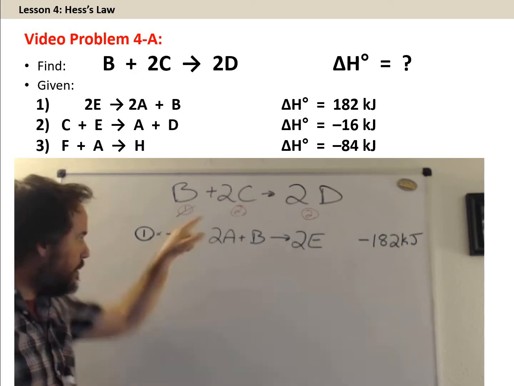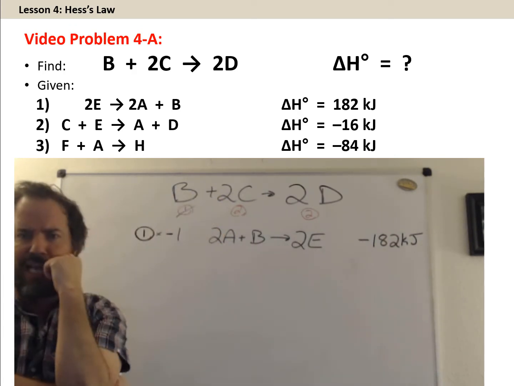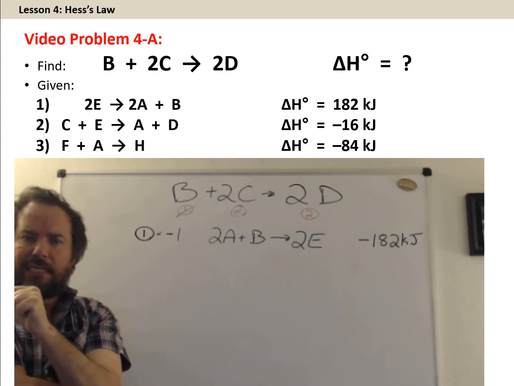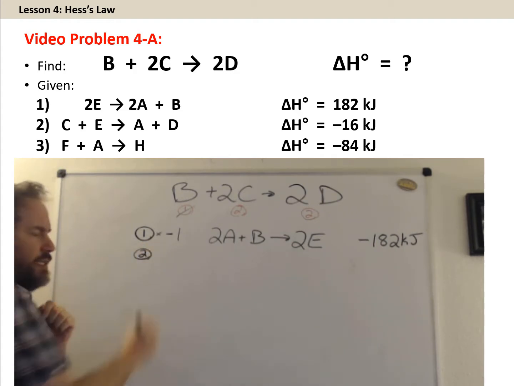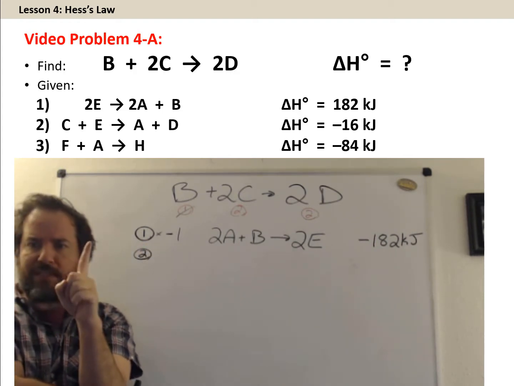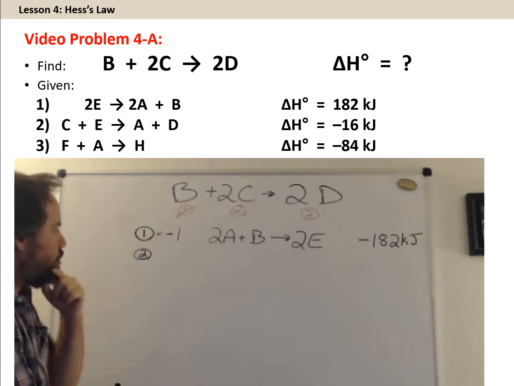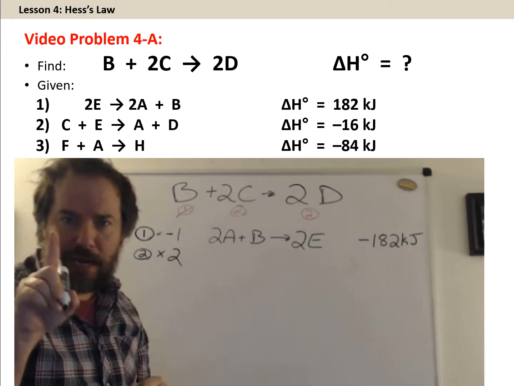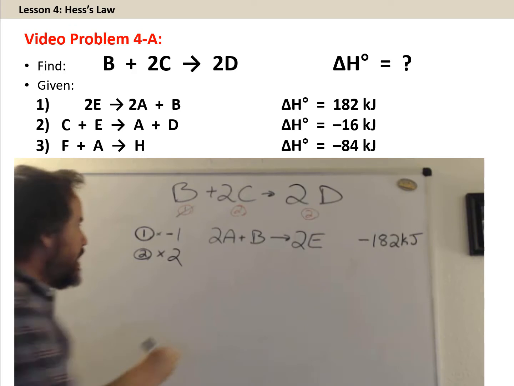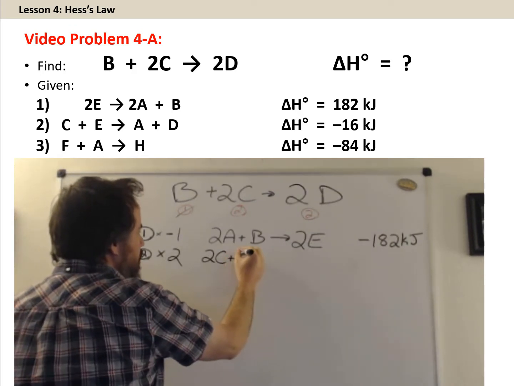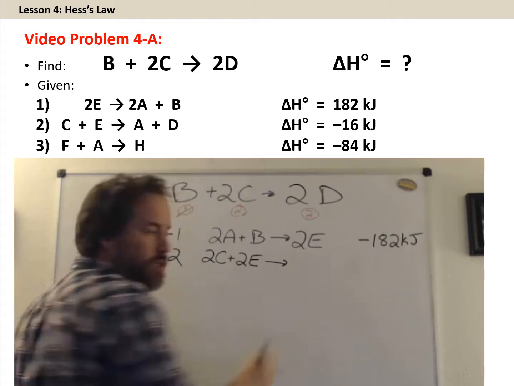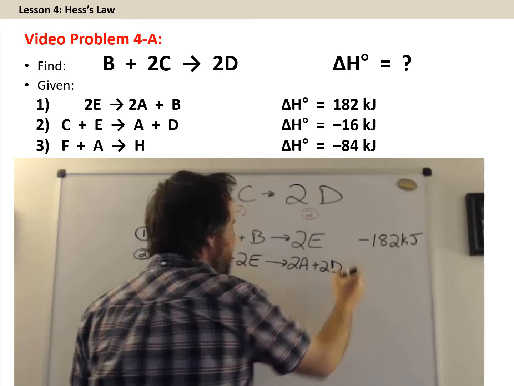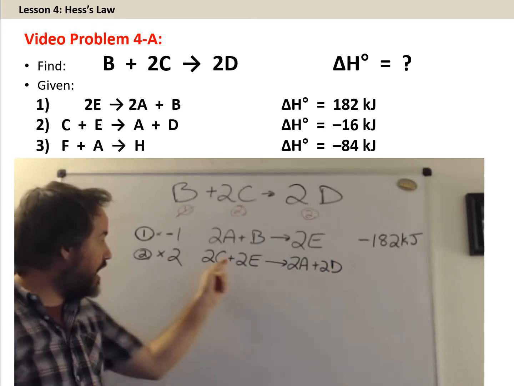I want to use number 2 to get 2C as a reactant. Number 2 has C as a reactant, so I don't have to flip it, but it only has 1C. I have 2 here, so I need to multiply it by 2. So I'm going to take number 2 and multiply by 2. That's going to get me 2C plus 2E goes to form 2A plus 2D. Notice everything gets multiplied by 2, not just the C.